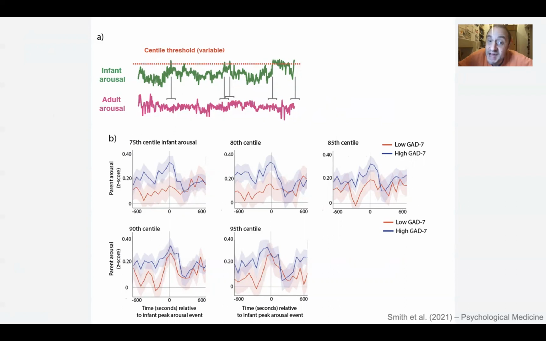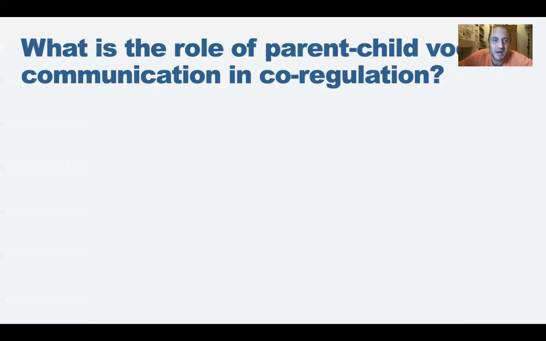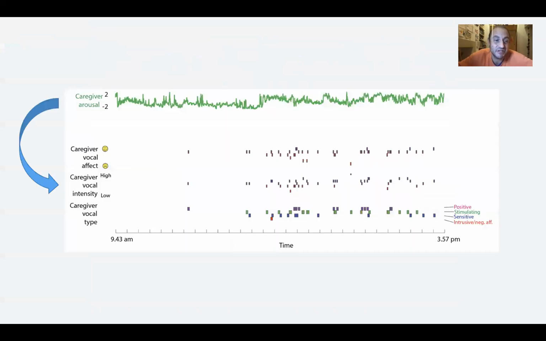And that's what we think drives this finding that overall you get more arousal synchrony during the course of the day in highly anxious parents. So highly anxious parents are more likely to overreact to small fluctuations in child arousal, which we think drives increased synchrony. And next, building on this, we went to look at what's the role of parent-child vocal communication in co-regulation. Here we looked at the associations between the caregiver arousal and the caregiver vocalizations.